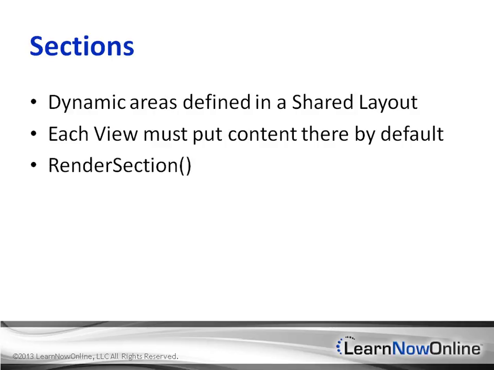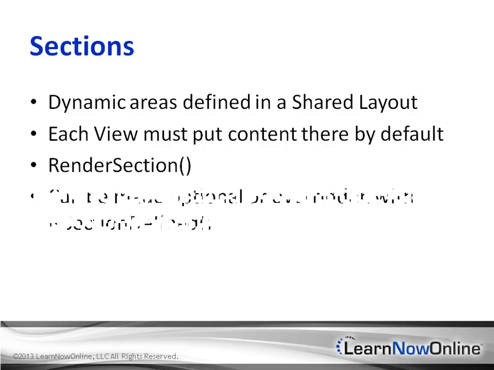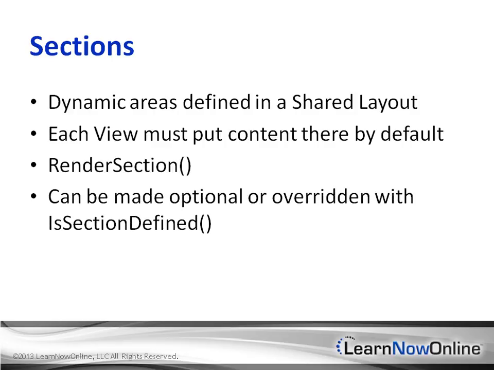The RenderSection method is what gets used to actually render the code that's in your view. So in your shared layout, you're going to see a RenderSection method, and that will render whatever your view has defined to go in that section. You can make that section optional or overridden in the shared layout with a method called IsSectionDefined. And you can check this to see if the view has defined a section. And if it has, you can use the view's code, and if the view doesn't have it, then you can replace it with default code.